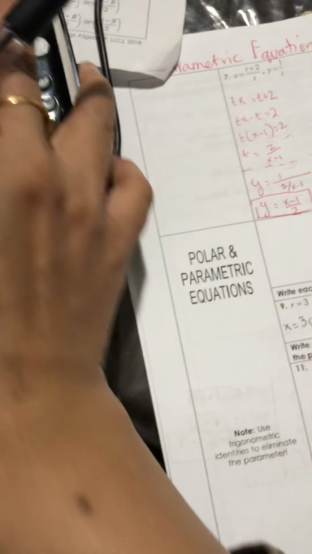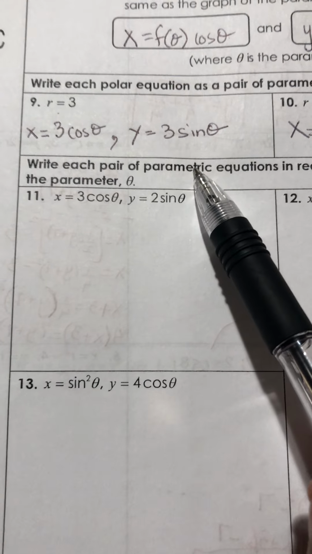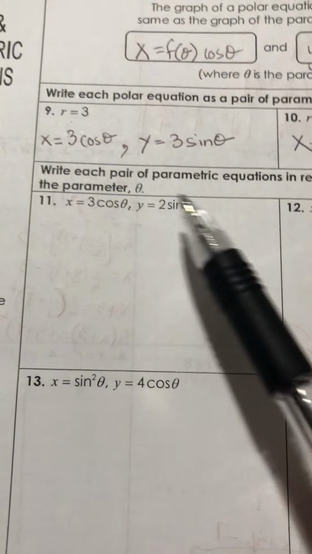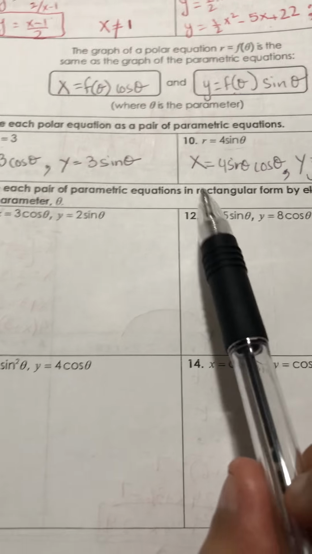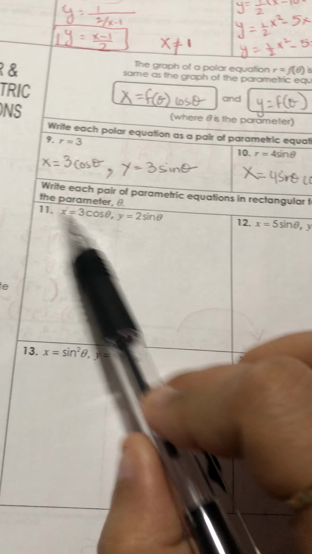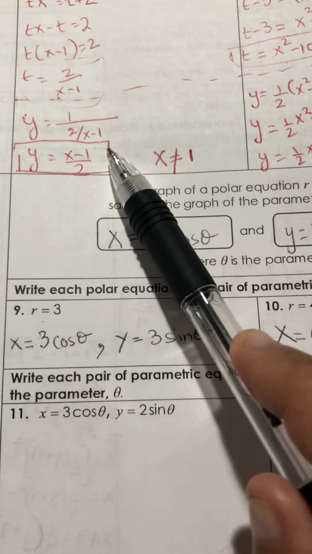So now let's go back to our packet. Write each pair of parametric equations in rectangular form. Now they are giving you the parametric equations in terms of sine and cosine. We have to change these into the rectangular form by eliminating theta. If you remember the last topic, parametric equations, getting rid of t, we were writing in terms of rectangular equations, right?